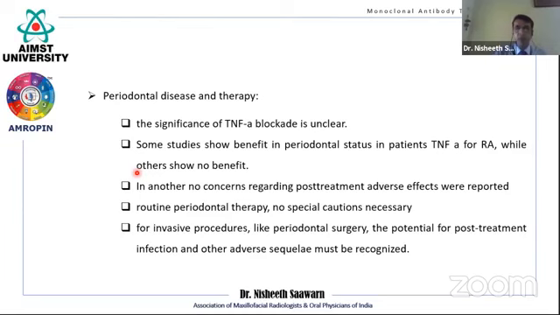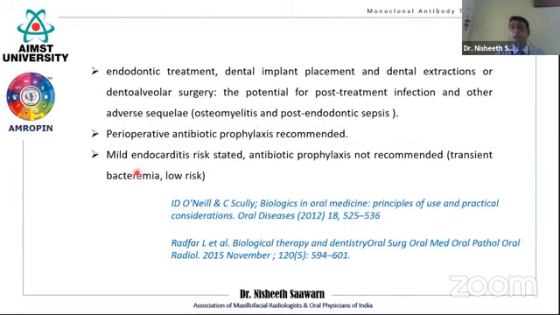Okay. In endodontic treatment, dental implant placement, dental extractions or surgeries, there is a potential for post-treatment infection and other sequelae like osteomyelitis, or sometimes post-endodontic sepsis occurs. That is, an abscess develops after the endodontic infection, right? So it is advised that perioperative antibiotic prophylaxis is recommended.